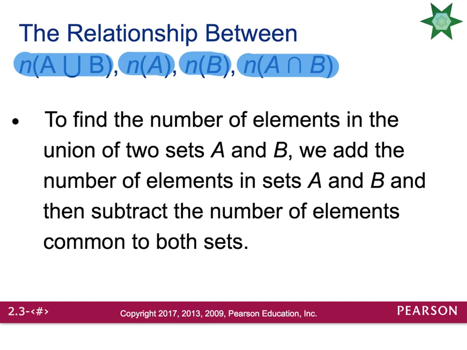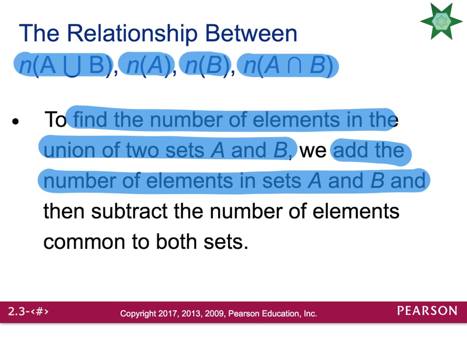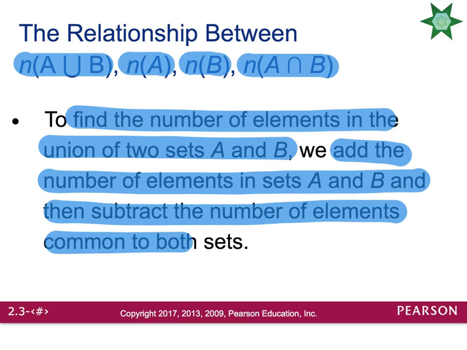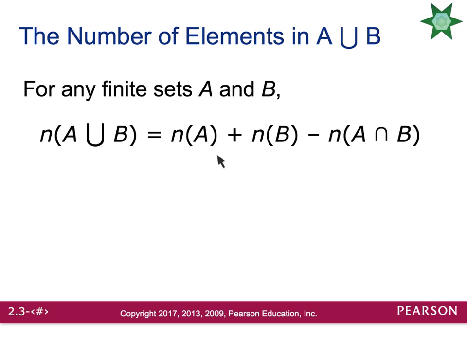Okay, so to find the number of elements in the union of two sets A and B, we add the number of elements in set A and set B, and then subtract the number of elements common to both sets. So just to translate there, the number of elements in A union B is the number in A plus the number in B minus the number in A intersect B. This is just a rewriting of that: the number of elements in A or B is the number in A plus the number in B minus the number in A and B.